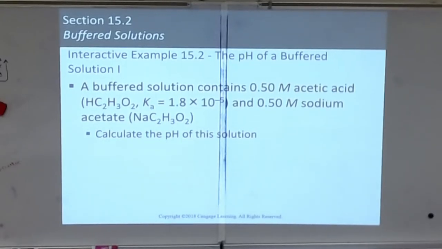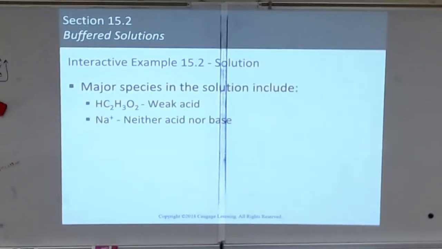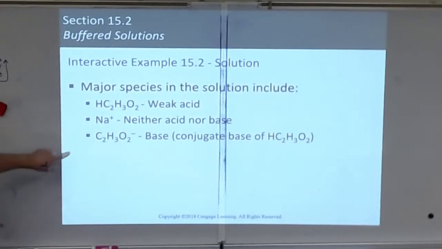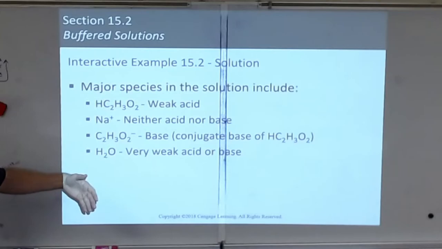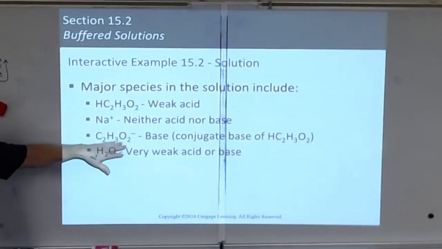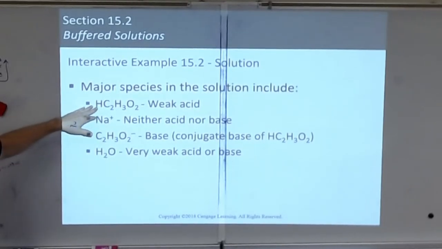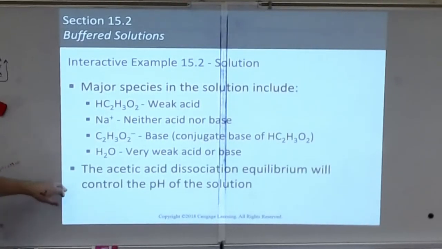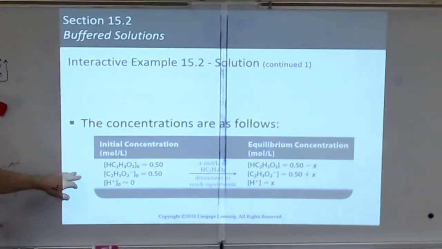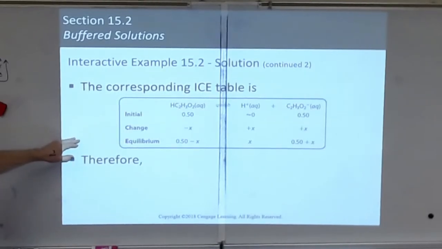Y'all have this pulled up in your packet? So we already calculated the pH of this solution, right? So we have our weak acid and the salt of the conjugate base of the weak acid. We explained how buffers work: if I add a hydrogen ion, it's going to bind to this. If I add a hydroxide ion, it's going to pull one of these hydrogens off. Either way, it's going to moderate the pH. So we're going to work on the equilibrium here. Here's my concentrations. There's our ice table.